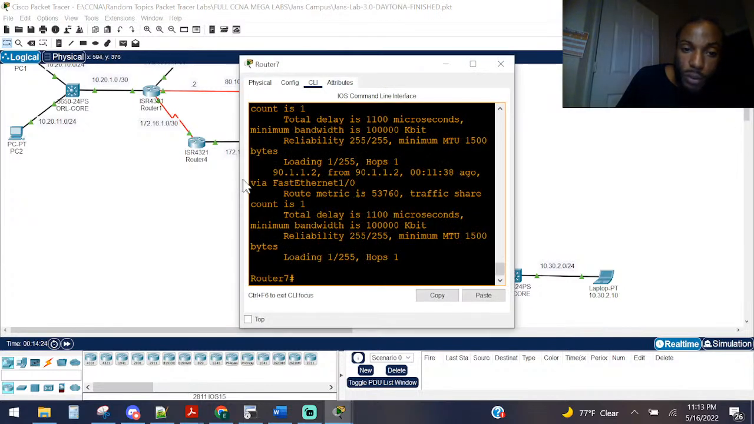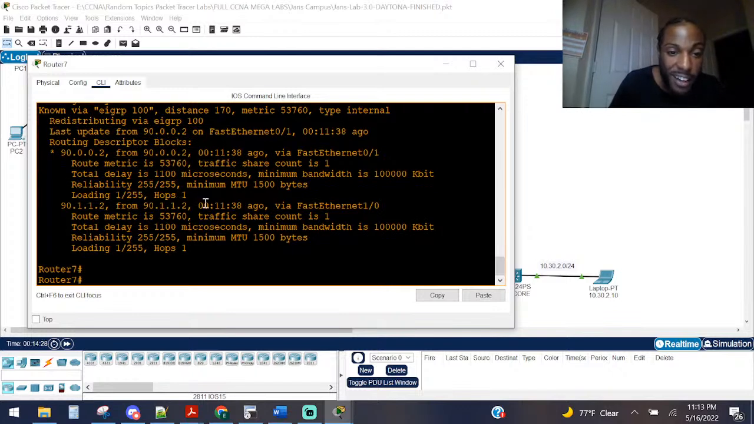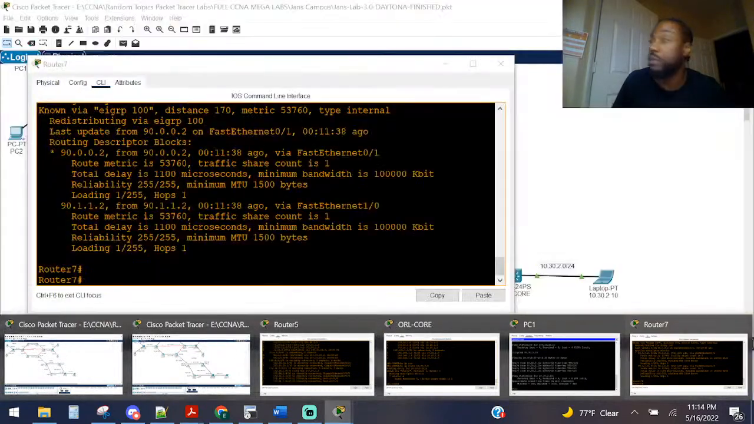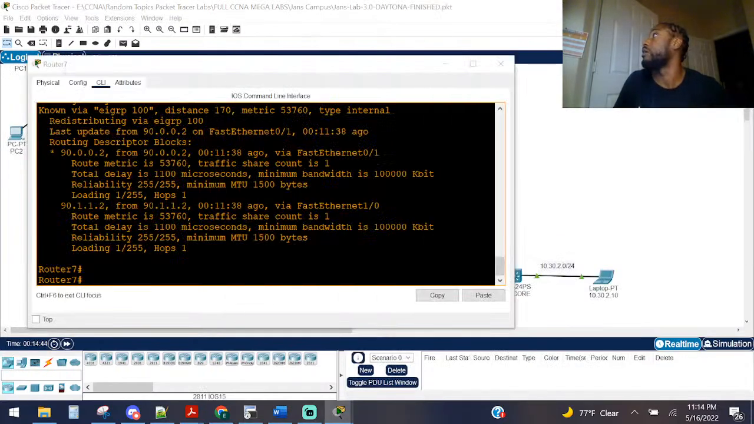Let me look at router 7 real quick one more time. I'm not going to be able to sleep tonight if I don't figure this part out. This is the finished one. I'm going to put the non-working one on the right-hand side. This is the one that we did during the stream. Put that over here. Start 2, right over here. And let's see, router 7. Yeah, it's time to go, y'all.